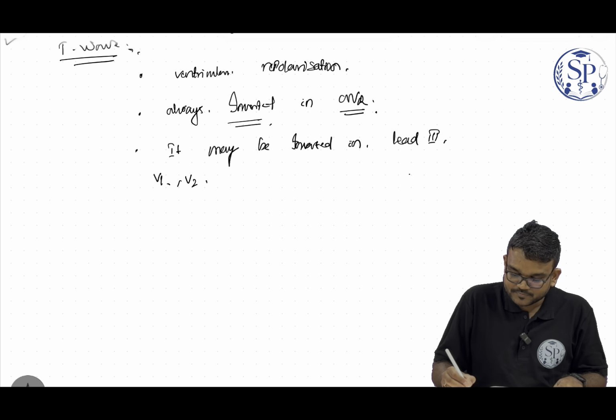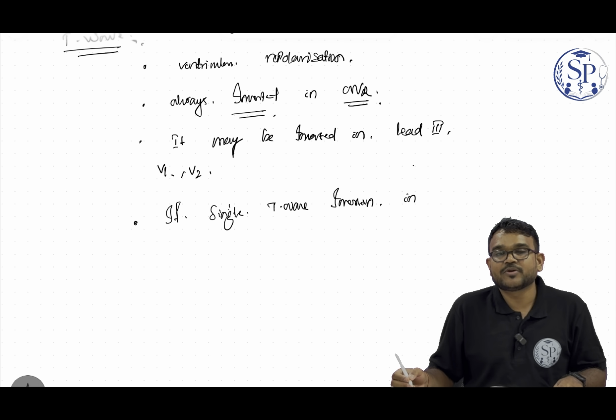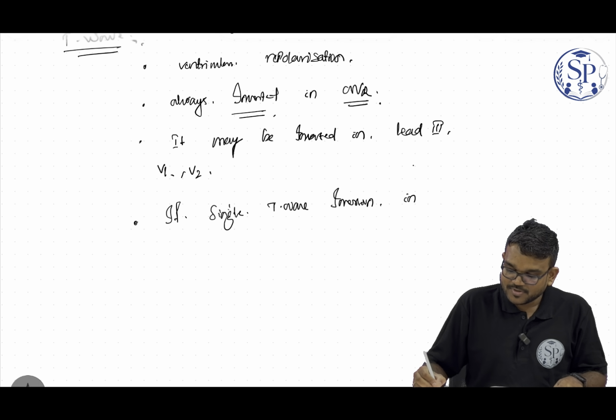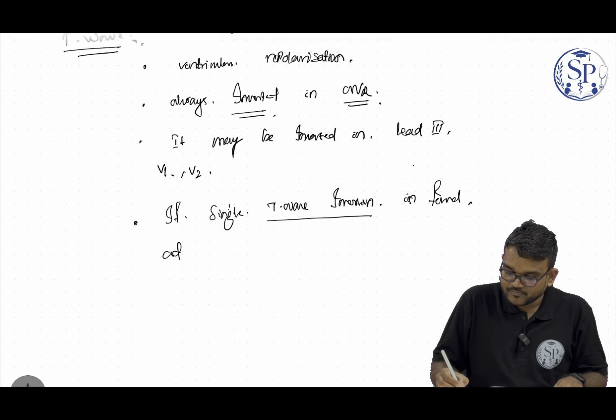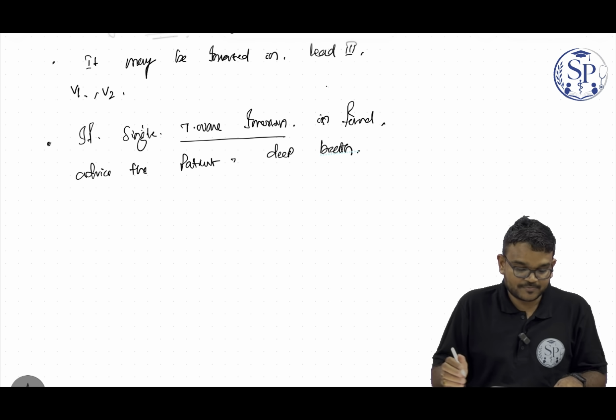If single T wave inversion in a single lead is found, then what will you do? You have to tell the patient to take a deep breath. Then after that the T wave inversion will disappear. So if in a single lead a single T wave inversion is found, advise that patient to take a deep breath. Then the T wave inversion will disappear if it is normal.